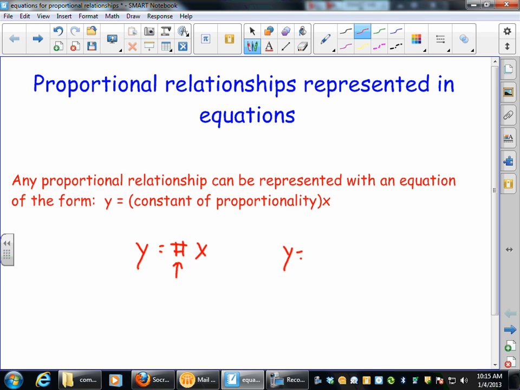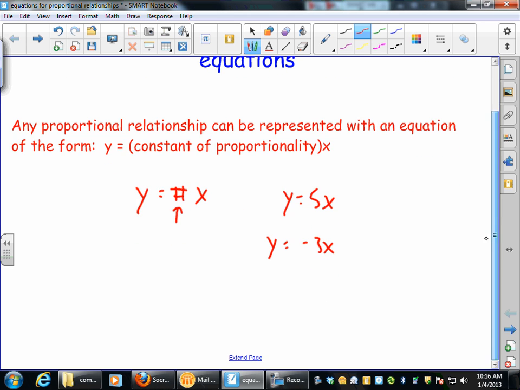So y equals 5x. That's proportional. The constant of proportionality is 5. Y equals negative 3x. That is a proportional relationship. Constant of proportionality is negative 3. But if I have anything else, if the equation looks any different than that, okay, if it's y equals 2x plus 7, then it is not because it has this extra stuff at the end. It can only have just a number times x, and that's it.